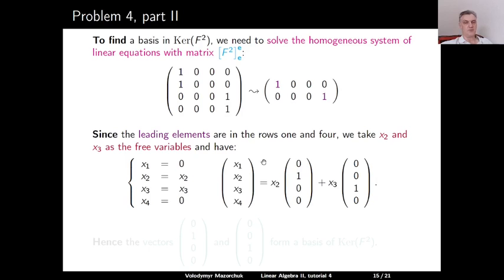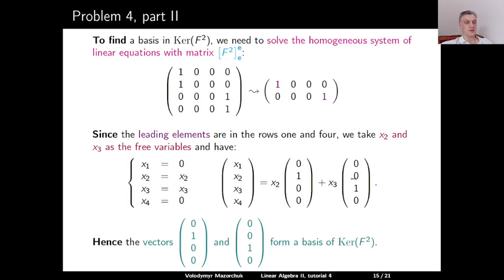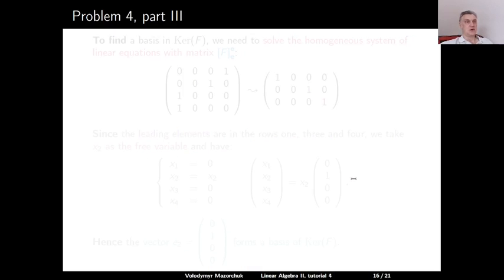In the vector form, the vector x1, x2, x3, x4 on the left-hand side is equal to x2 times the coefficient vector 0, 1, 0, 0, plus x3 times the coefficient vector 0, 0, 1, 0. This means that these two vectors, 0, 1, 0, 0 and 0, 0, 1, 0, form a basis in the kernel of F squared. So this finishes the first part of the problem. Let's go to the second part.